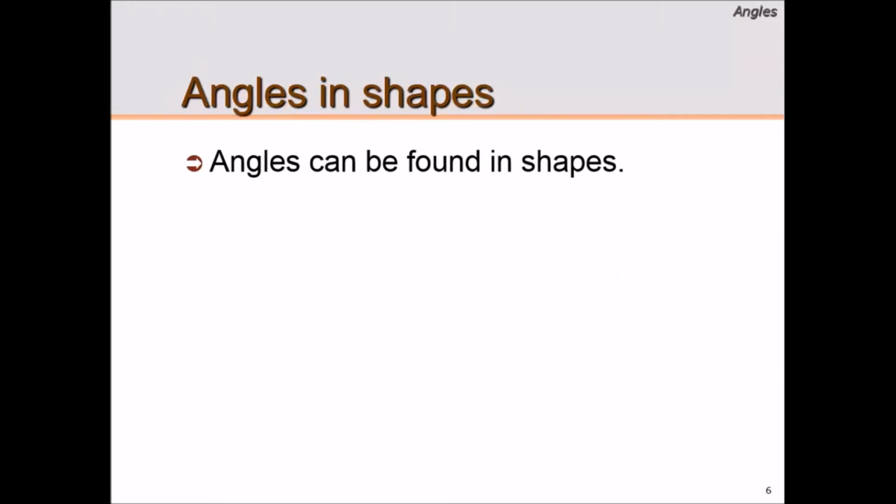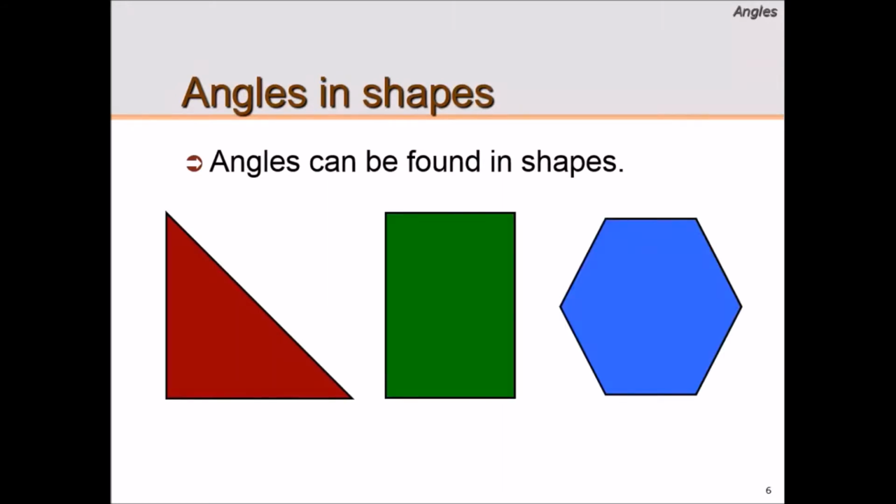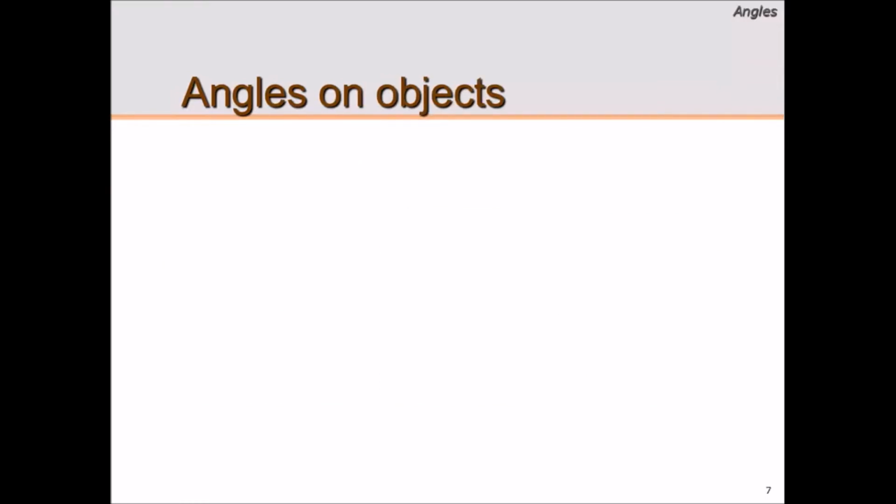Angles in shapes. Angles can be found in many shapes. In a three-sided shape, you can see three angles. There are four angles in a four-sided shape, and there are six angles in a six-sided shape.